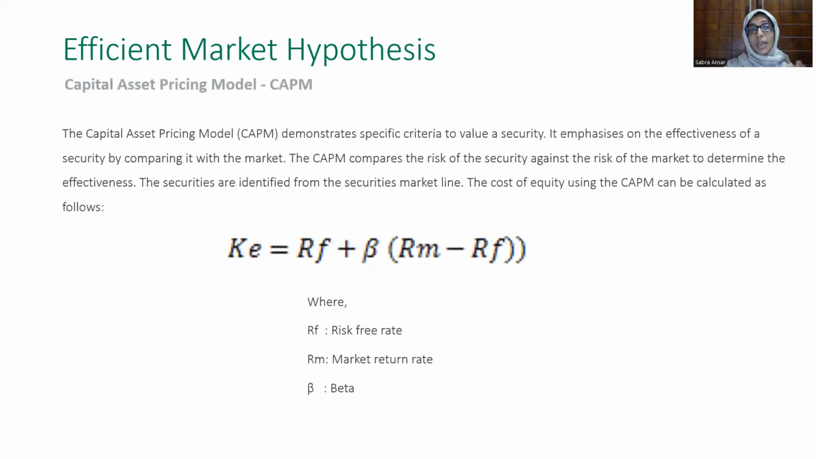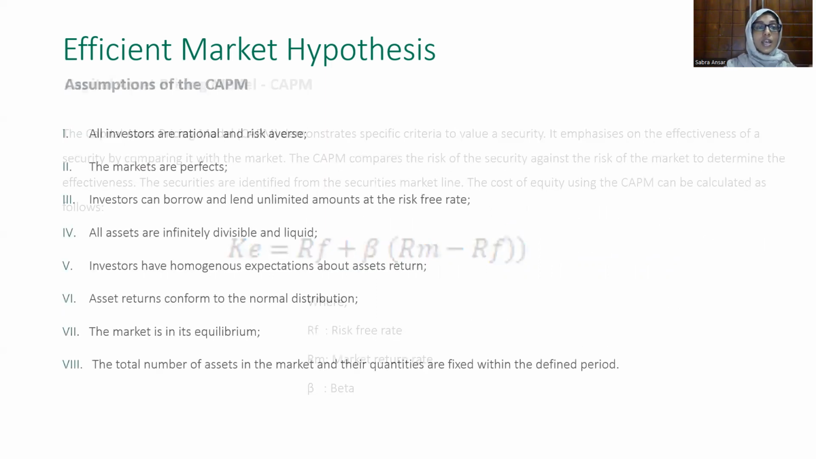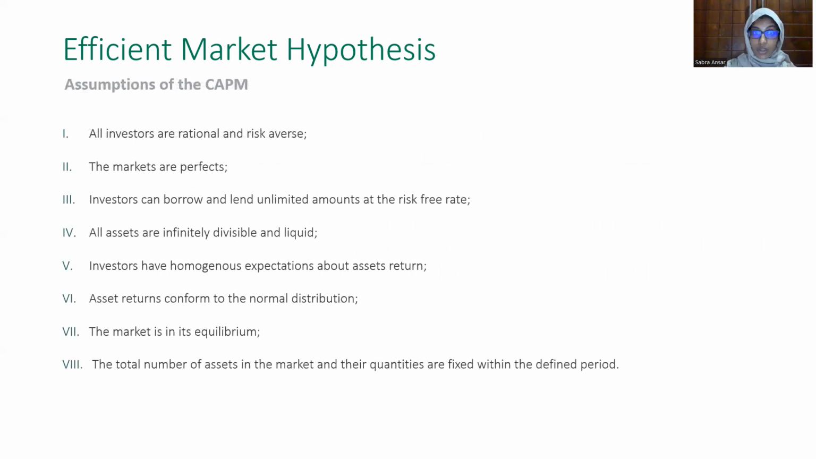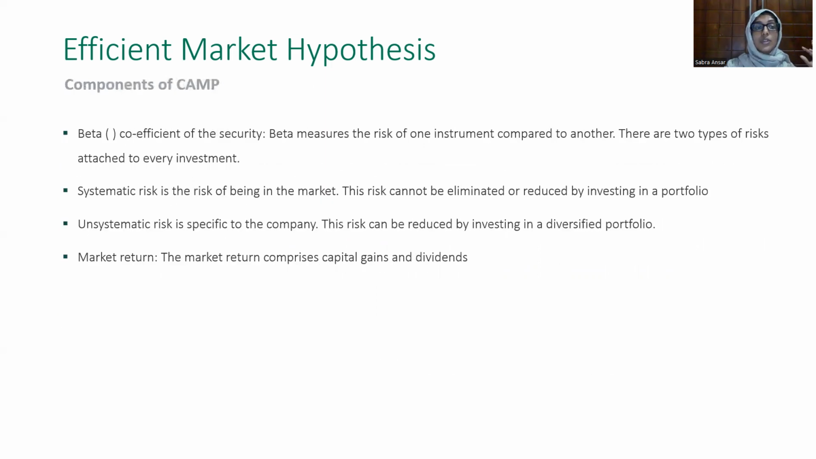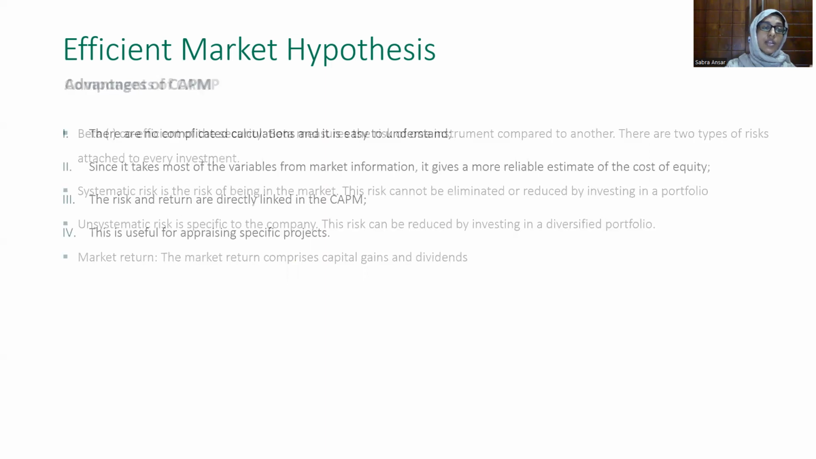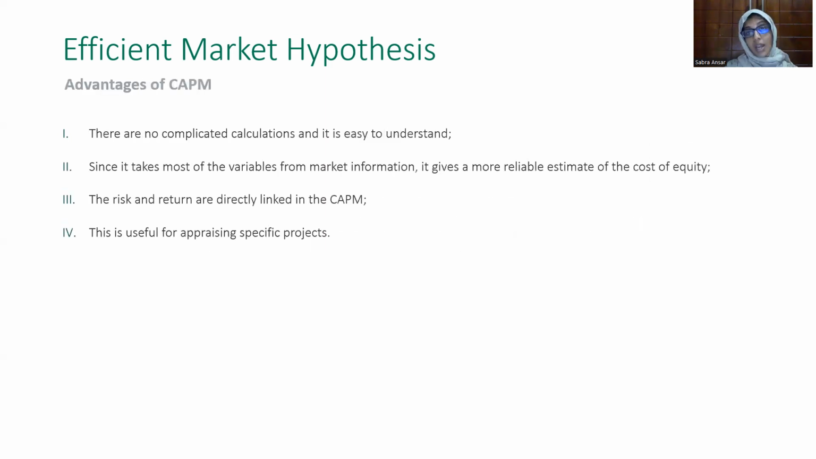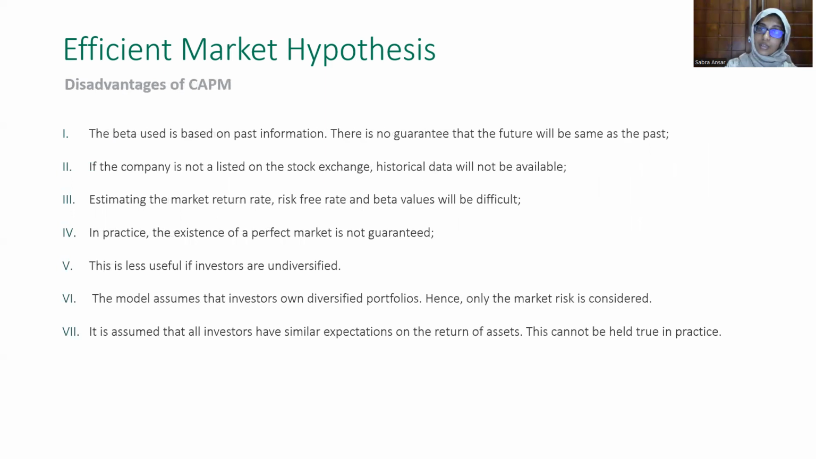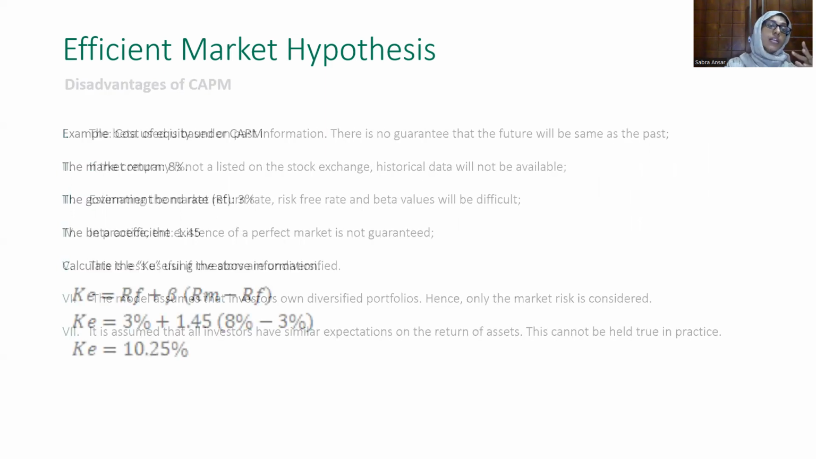Thereafter, we moved on to CAPM, and we tried to understand how the CAPM formula is calculated. We said what the risk-free rate is, that is the government bond rate, and then we spoke about the assumptions of CAPM. Thereafter, we spoke about systematic risk as well as unsystematic risk, and then the advantages and disadvantages of CAPM as well.